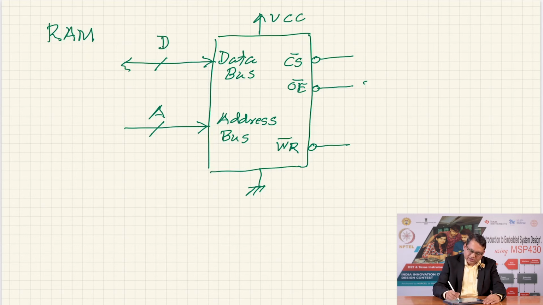These two signals, great caution must be exercised in issuing these signals. That is, you cannot turn on the output enable and the write bar signal at the same time, because if you did that, the RAM chip is going to be confused. Do you want to write data into it, or do you want to read data from it?